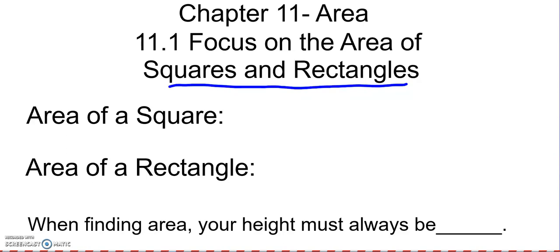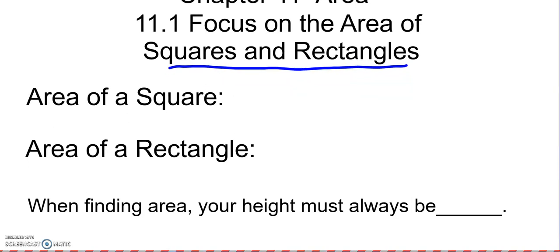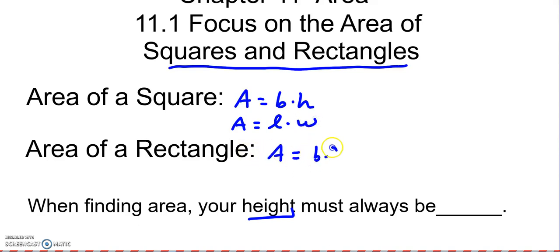So before we get into examples, let's go through what the formulas are for the area of a square and rectangle and focusing on what type of height you must have. So the area of a square and rectangle are really the same formula. Area is base times height. Or you could think of the area as length times width, and that's the same for a rectangle as well, base times height, or length times width. The one that you're going to be hearing me say in class a lot more is base times height. So I would definitely write those down for both situations.